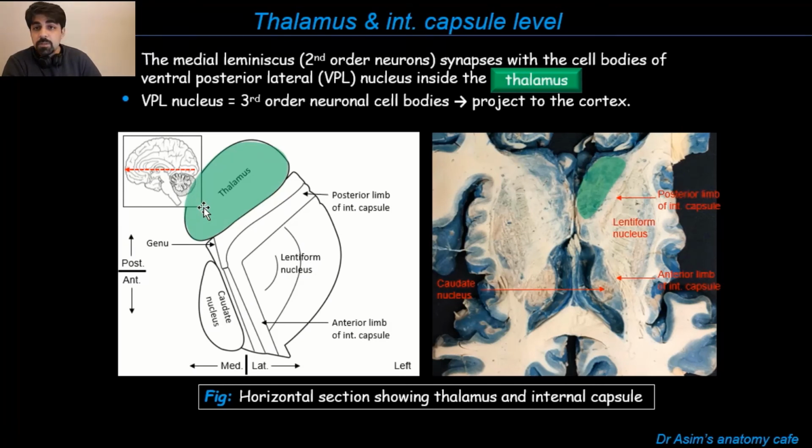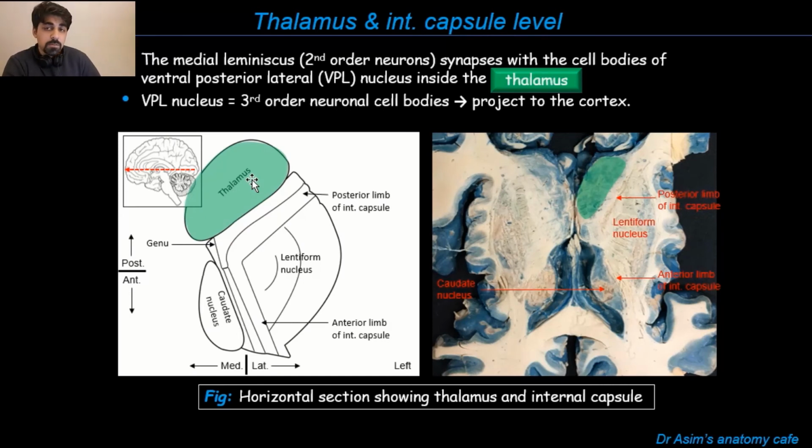Now, the medial lemniscus, which contains the second order neurons of the dorsal column-medial lemniscal pathway, will synapse with the cell bodies inside the thalamus. Those cell bodies are known as the VPL nucleus, or the ventral posterior lateral nucleus. All the sensory information taken by all the sensory tracts from the body is always going to enter into the VPL nucleus of the thalamus.